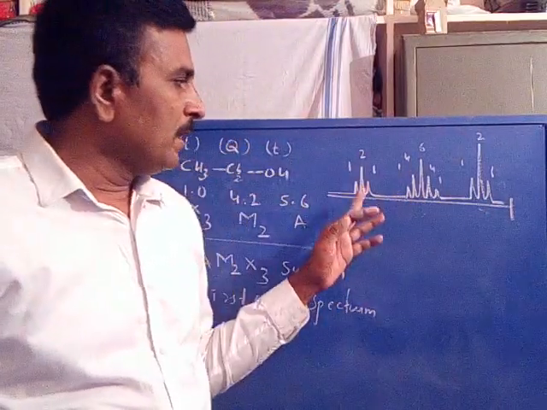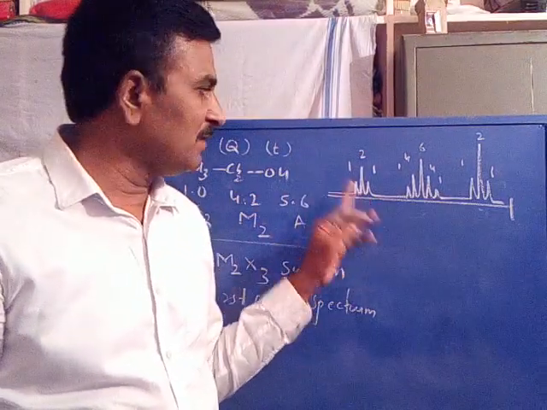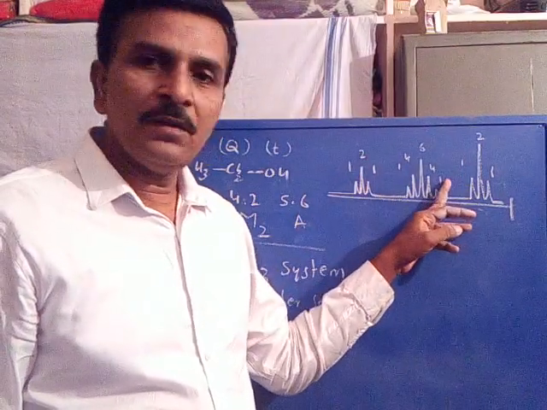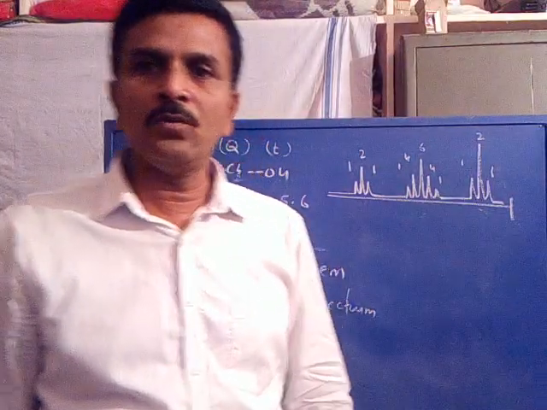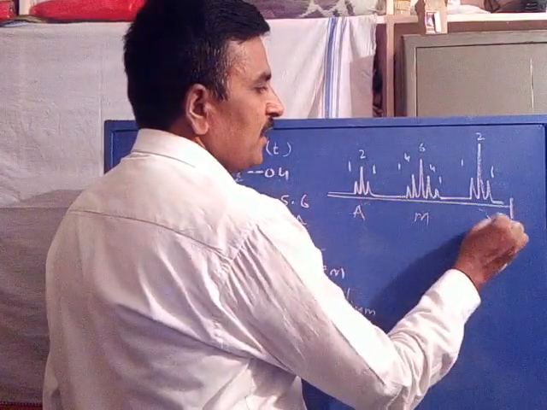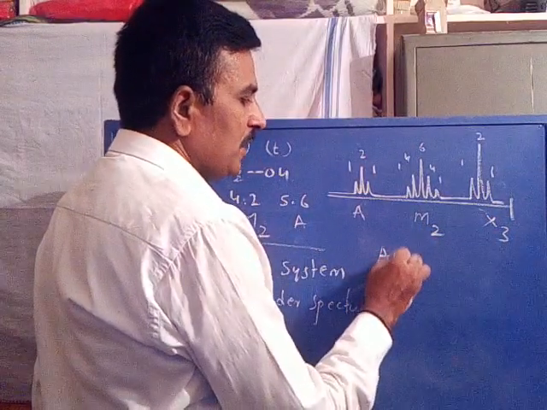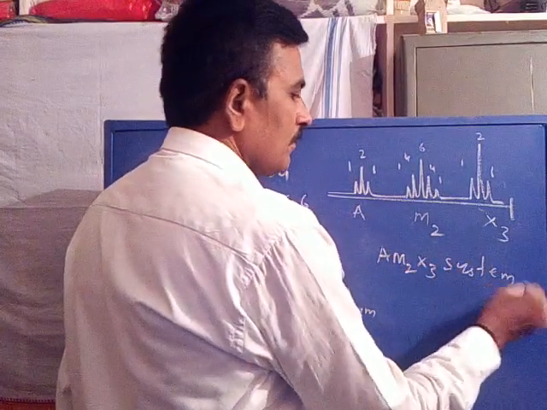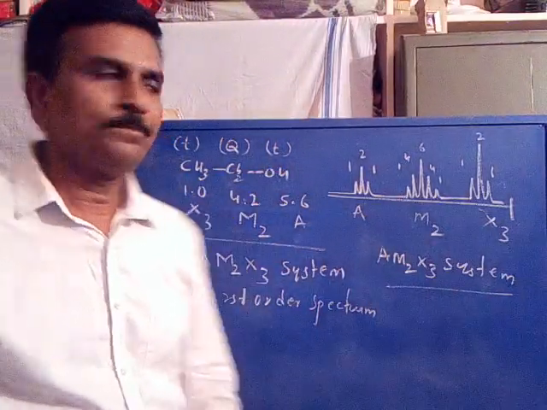Coming to intensity, a triplet for OH appears exactly 1:2:1. A quintet appears with 1:4:6:4:1. Again a triplet appears with 1:2:1. The simple intensity rules are also followed. Now this is A, this is M, this is X. M has 2 protons, X has 3 protons, so it becomes an AM2X3 system. This is about the first order spectrum of ethyl alcohol. Is it clear?